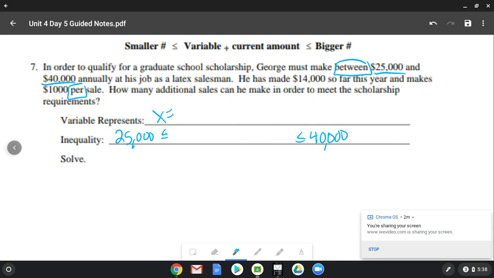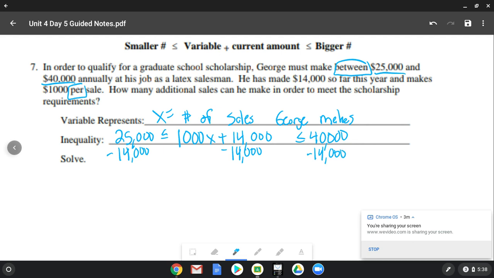So when we're finding my variable, it's always that last sentence and whatever you're looking for. So x would be the number of sales George makes. And it says that he already made $14,000 and he makes $1,000 per sale. So that per, once again, means multiplication. So I'll do 1,000x plus the 14,000. In order to solve this inequality, we have to subtract 14,000 from all three sides. I'd get 1,000x left over in the middle.